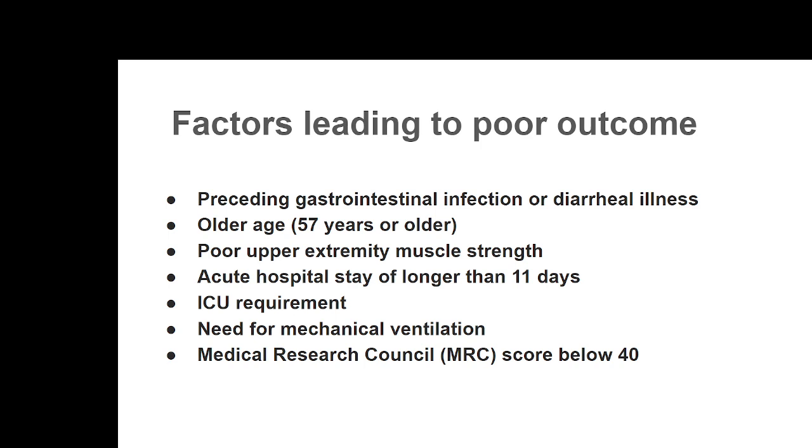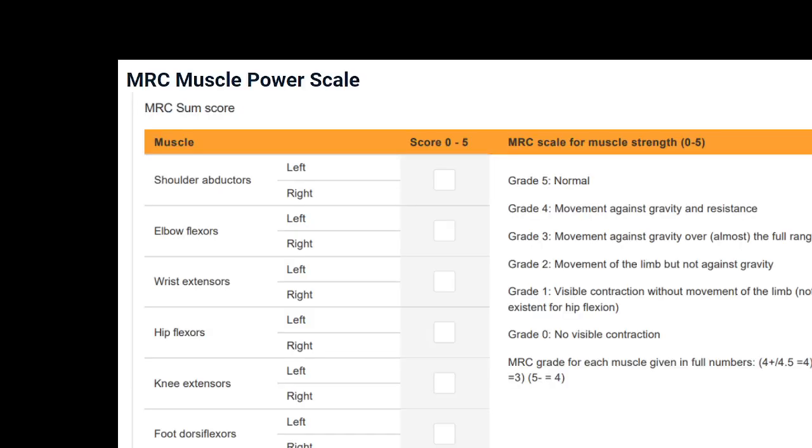Another predictor of the prognosis is based upon what we call the MRC score, or Medical Research Council score, which is below 40. The MRC Muscle Power Scale is based upon assessment of the muscle strength in different segments: shoulder abductors, elbow flexors, wrist extensors, hip flexors, knee extensors, and the foot dorsiflexors. These groups of muscles are assessed individually with the usual grade of muscle strength, starting with grade 5 to grade 0, and then you score. So the total score would be 60.